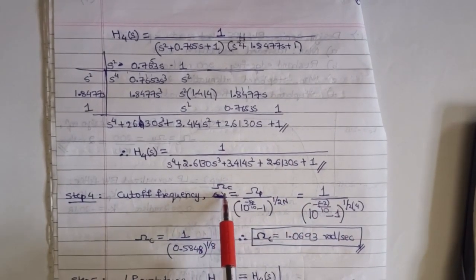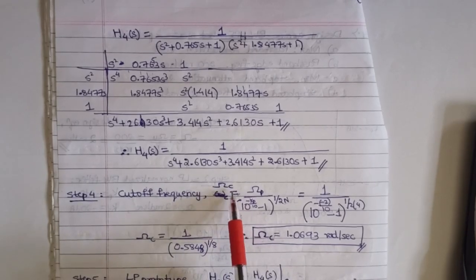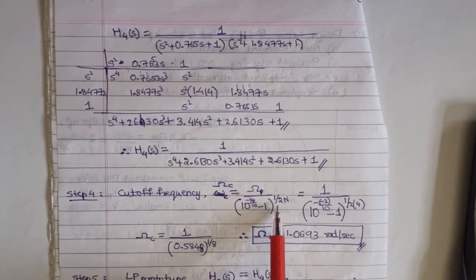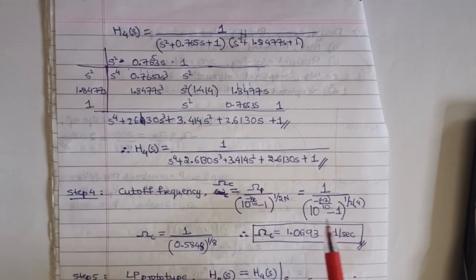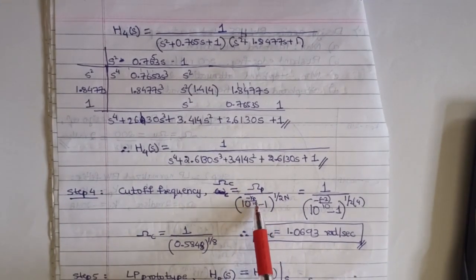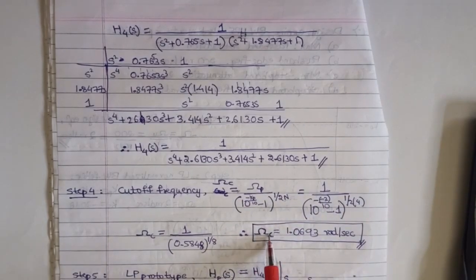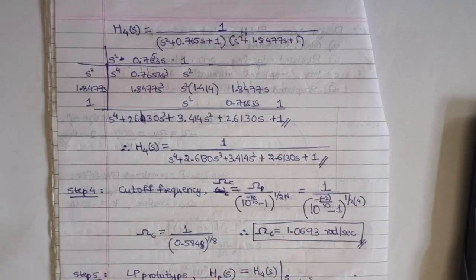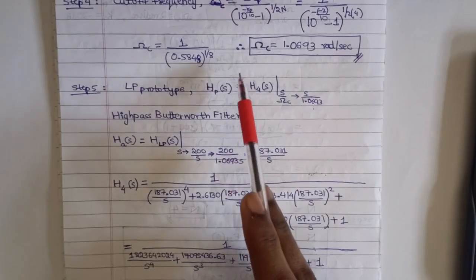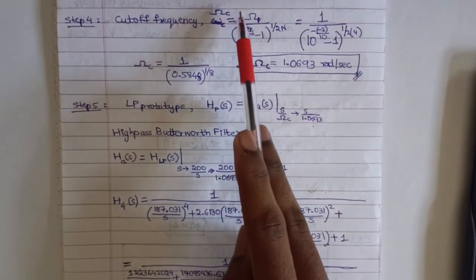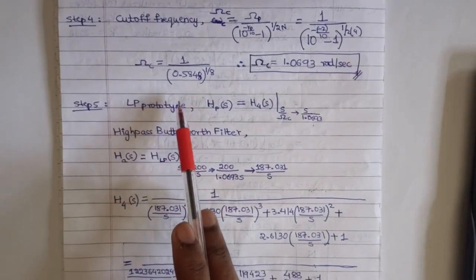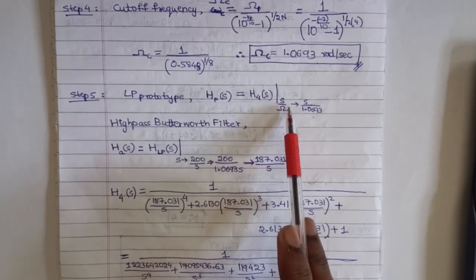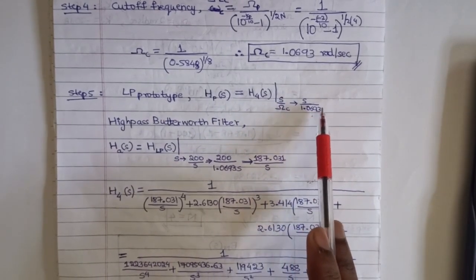Now we have to calculate the cutoff frequency. We know the formula omega c is equal to omega p divided by 10 raised to minus Kp by 10 minus 1, whole raised to 1 by 2n. Substituting the values of omega p, Kp and n in the formula, we obtain omega c equal to 1.0693 radian per second. Now the obtained transfer function is related to the low pass filter. This low pass filter we have to convert into low pass prototype, for which we divide s by omega c. Omega c is 1.0693.